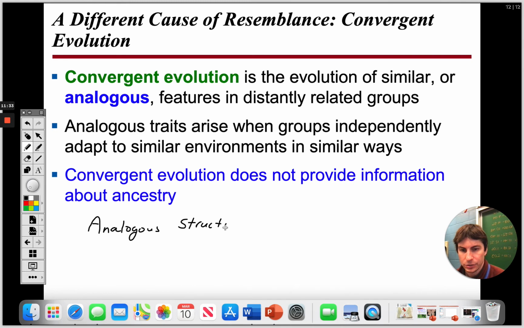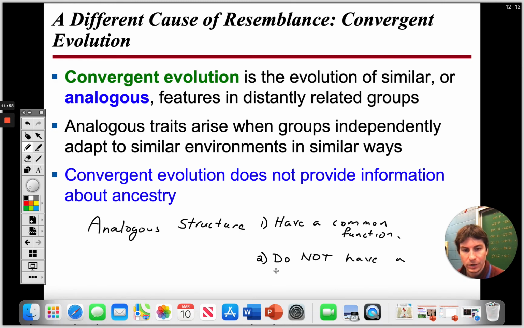Analogous structures. Okay, so first thing, they have a common function. Second, they do not have a common ancestor.